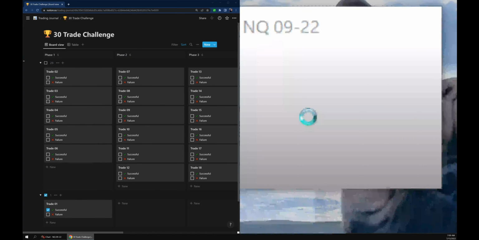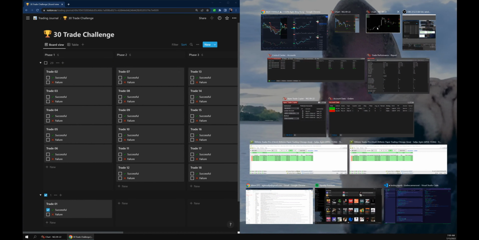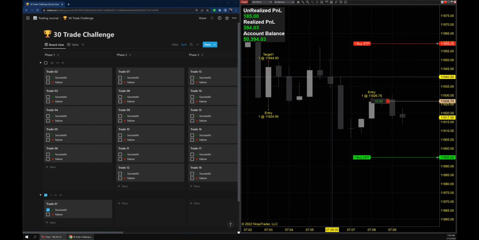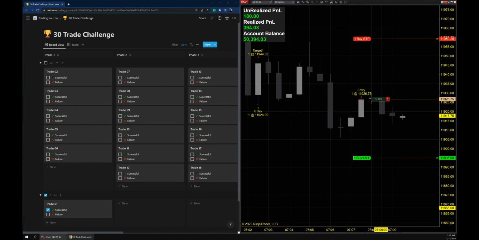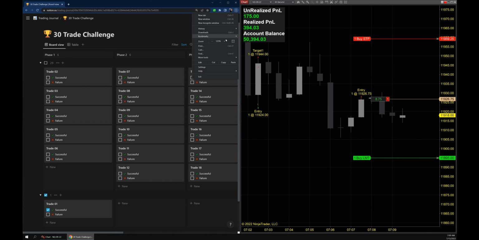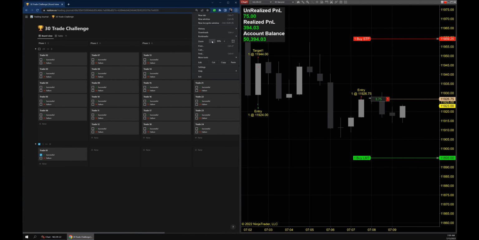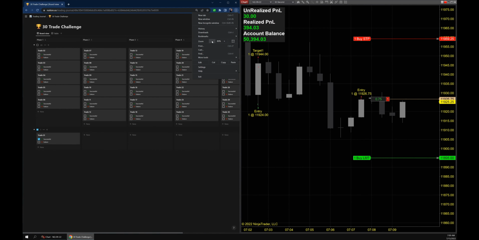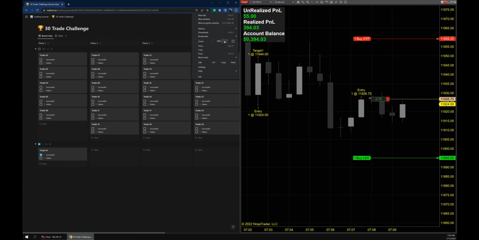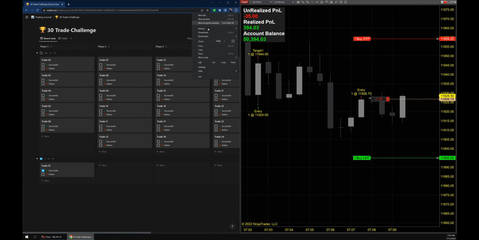And so I'm going to put this off to the side so that we can see the 30 trade challenge while I'm trading. I'll already have one successful trade where I followed the rules. You could see that I marked it as successful on the left. Let me see if I can zoom out a little bit. Again, you can add more trades or remove them, depending, I would say a minimum of 30.